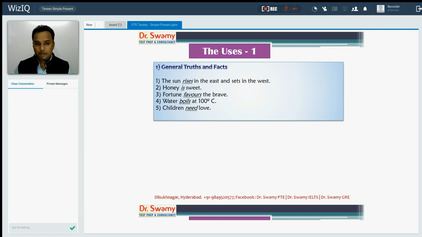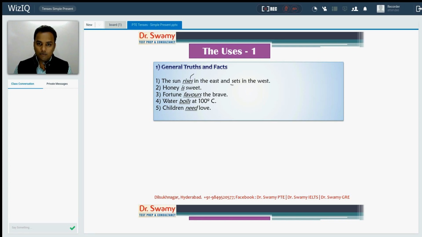See, one of the main purposes of simple present tense is to express the general truths and facts. General truths, we also use another term, that is universal truths. Anything is okay. Now let us look at one example. The sun rises. The sun rises in the east and sets in the west.